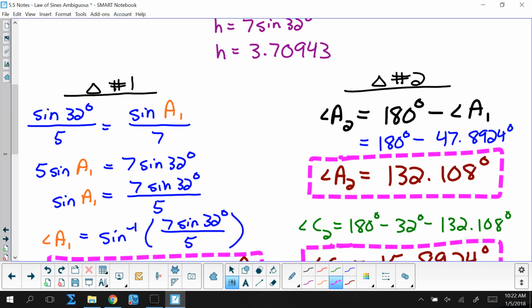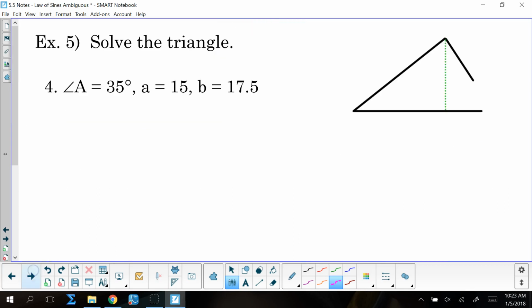It's like yesterday when you guys were figuring out, you got like 64 point something, and I said, no, I got 115 point something. They ended up being the same. I just did 180 minus that. Okay? Try it.